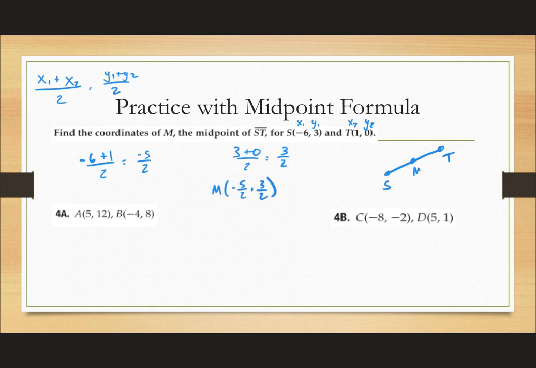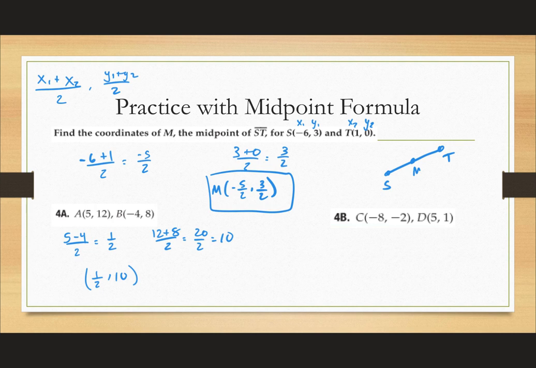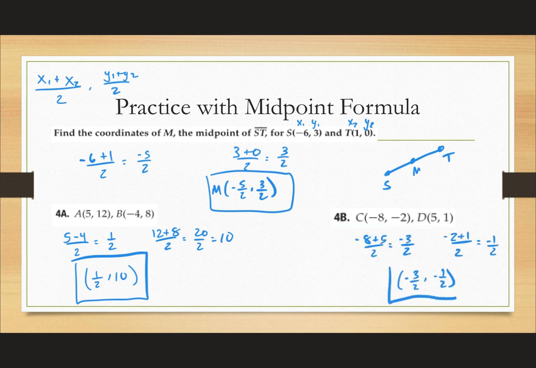Your turn. Do 4a and 4b. And here are your answers. Now notice how I formatted my answers. Each answer is a point. Okay, it's an ordered pair. It is two numbers with a comma and parentheses. If you're given ordered pairs in the question, you need to have ordered pairs in your answer.